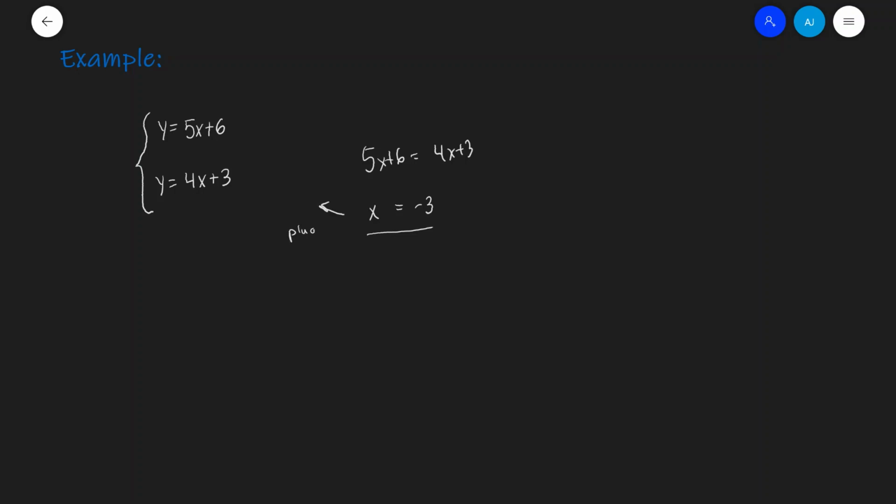So now that we have our x value, we can plug it back into one of the original equations. I'll just do the first equation, so that would be y equals 5x plus 6, and if we substitute x equals negative 3 in the equation, we'll get 5 times negative 3 plus 6, which ultimately equals negative 9. Oops, sorry. So we have our y and x value. Now our total solution for the system of equations would be (negative 3, negative 9).